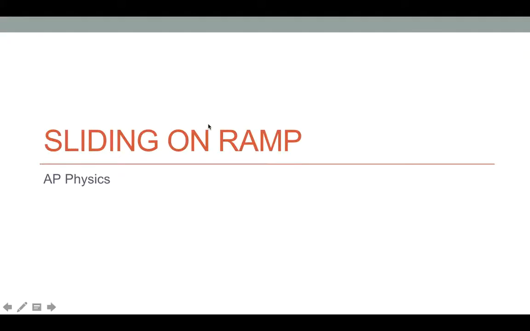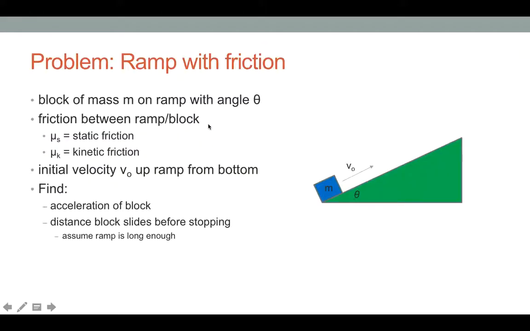We're now going to consider how to solve some problems using Newton's laws of motion. The first problem we're going to consider is the problem of a block sitting on a ramp. The block will be moving up the ramp, but there will also be friction between the block and the ramp. We'll be given both the static and the kinetic coefficients of friction, and we'll know what the initial velocity of the block is at the bottom of the ramp.